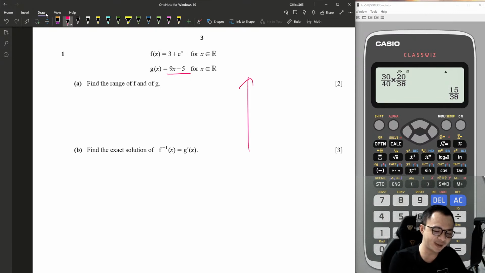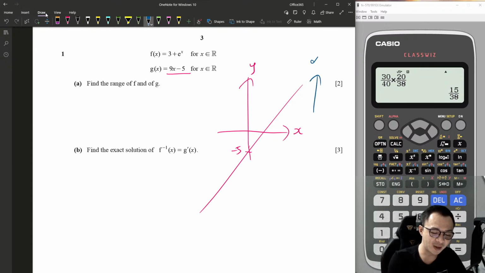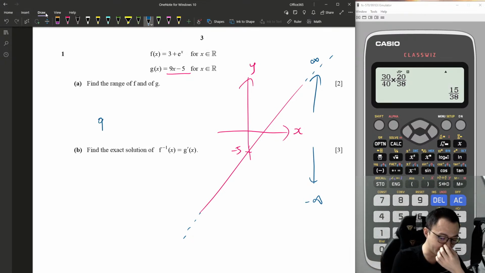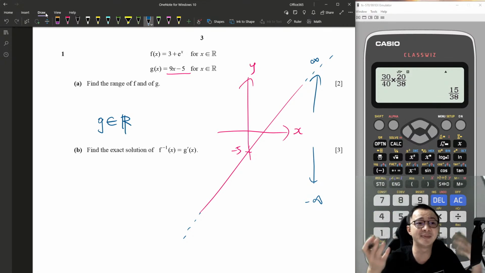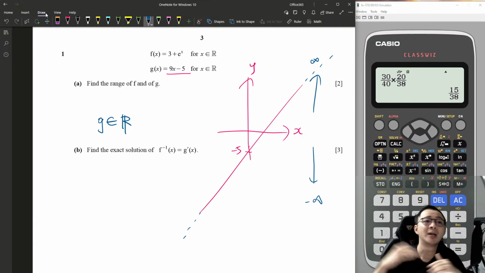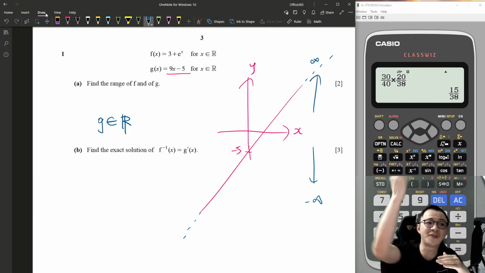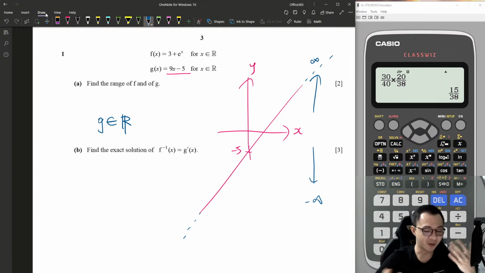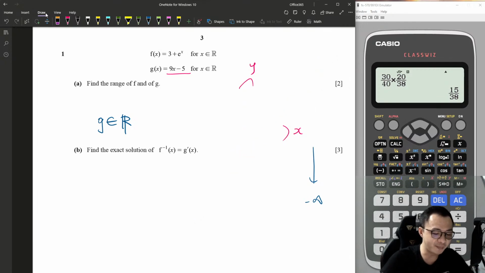The g(x) is something like this. This is the x-axis, this is the y-axis. Since this is 9x minus 5, you have a line passing through negative 5. So the range, if you see carefully, is from positive infinity all the way to negative infinity, because this graph will keep on continuing and will not stop. So we say g is an element of the real numbers, meaning all real numbers, whether decimal or not. Basically any number from 0 to positive infinity, from 0 to negative infinity. It's quite easy to understand because it's a straight line.